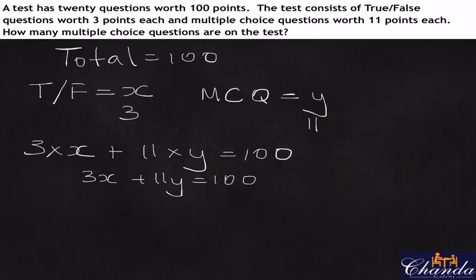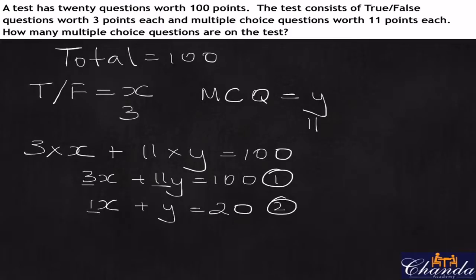And the other equation is simply the number of true and false questions plus the number of multiple choice questions is equal to 20, because the other part of the question said a test has 20 questions. So again, really important part. Again, guys, we're down to some simple simultaneous equations. So we're going to use the process of elimination here again. Now, as you can see, the coefficients in front of the letters are different. This one's 1, this one's 1, while those are 3 and 11.